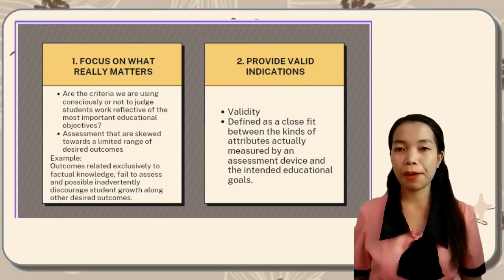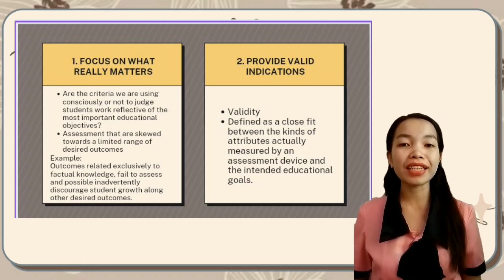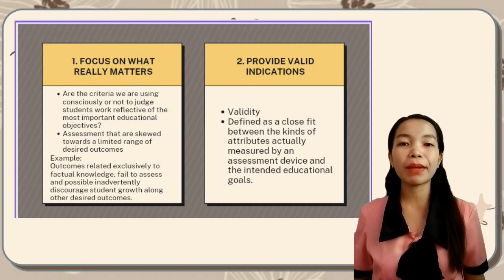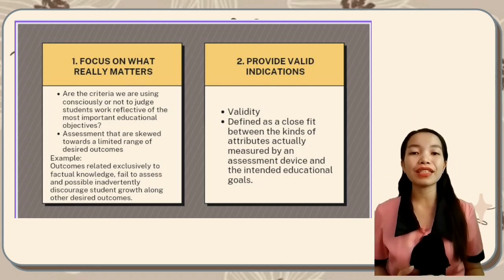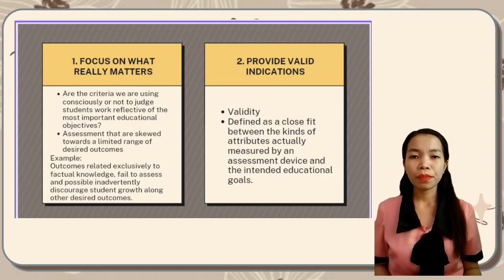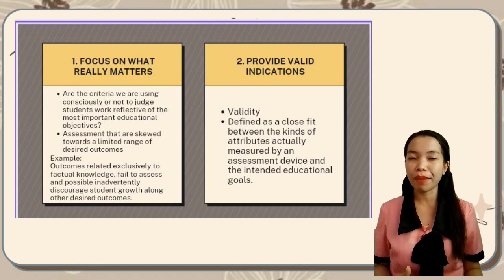For example, outcomes related exclusively to factual knowledge fail to assess and possibly inadvertently discourage student growth along other desired outcomes. So the second one is authentic assessment provides valid indications. It is defined as a close fit between the kinds of attributes actually measured by an assessment device and the intended educational goals. Or we can say that our assessment strategy is valid if it actually assesses the outcomes it claims to assess.